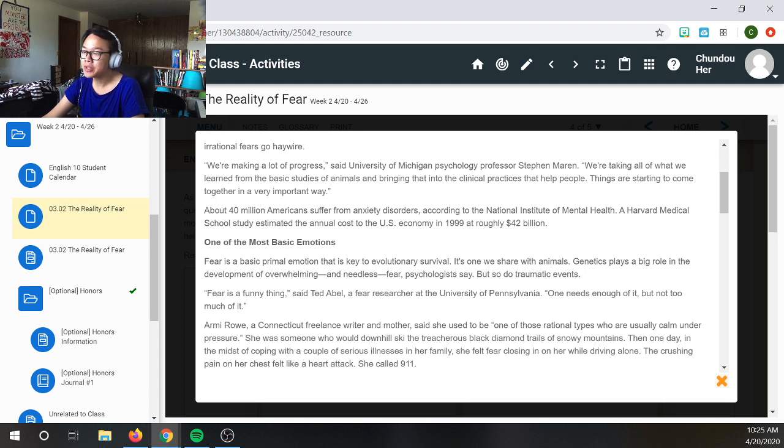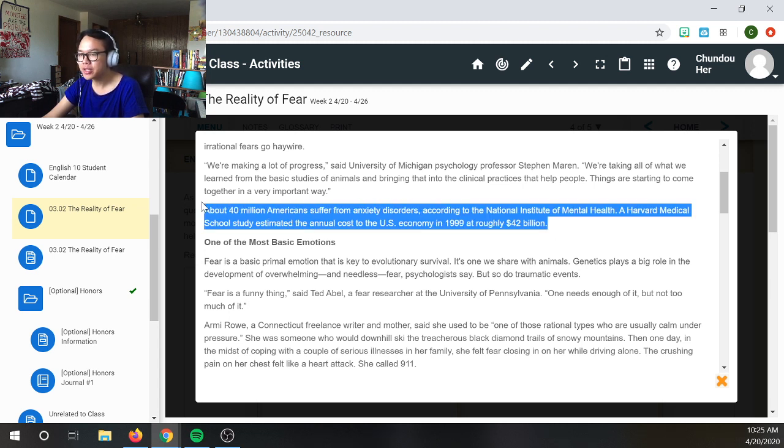About 40 million Americans suffer from anxiety disorders, according to the National Institute of Mental Health. A Harvard Medical School study estimated the annual cost to the U.S. economy in 1999 at roughly $42 billion. Wow.